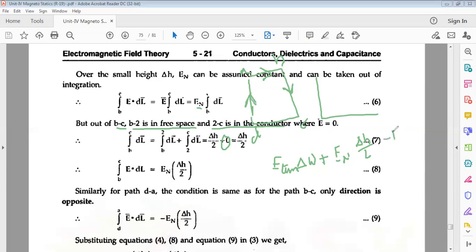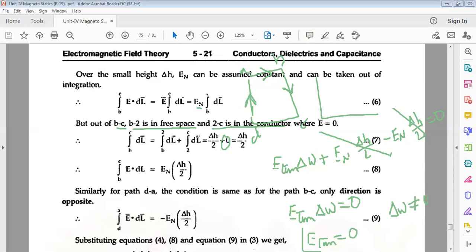And the third integral now becomes minus En into delta H by 2. The total integral is equal to 0. So En delta H by 2 minus En delta H by 2, both get cancelled. So E tan delta omega is equal to 0. In this, delta omega is not at all equal to 0. Then for this equation to be 0, E tan is equal to 0.